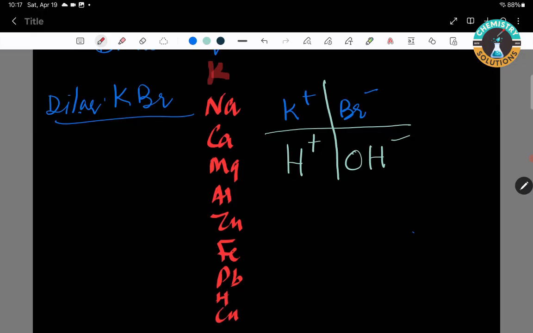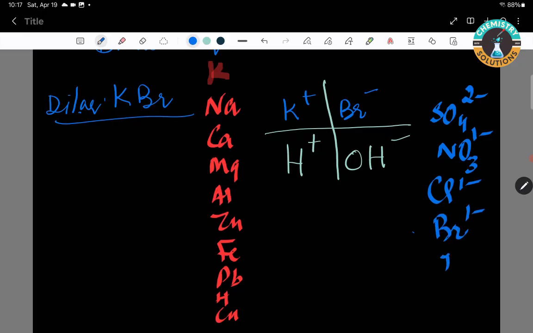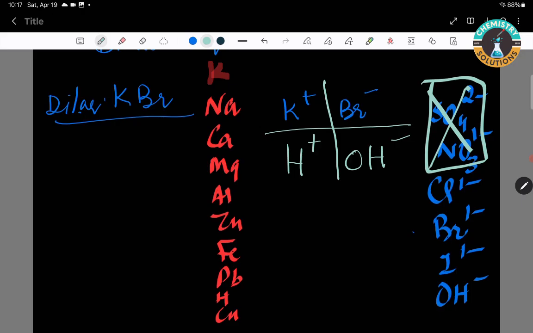This is the reactivity series for the positive ions, and if we are talking about the negative ions, then it will be this. So this is the reactivity series for the negative ions, and this is for the positive ions. Always remember, these ions will never be discharged; they will remain as they are in the solution.